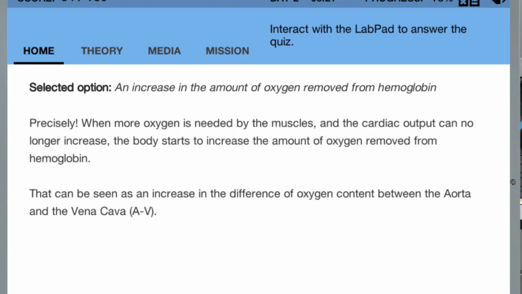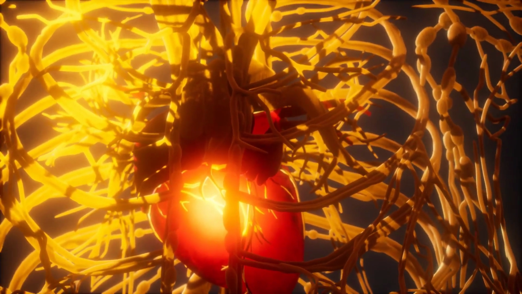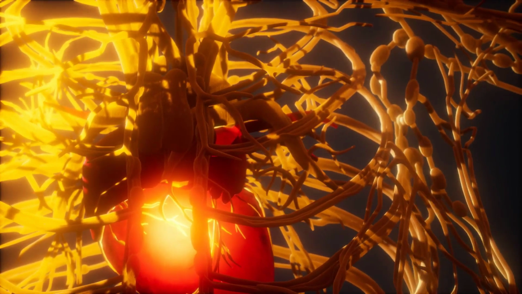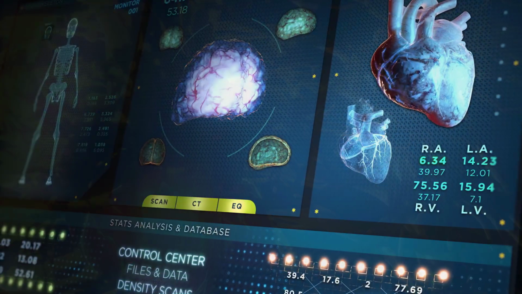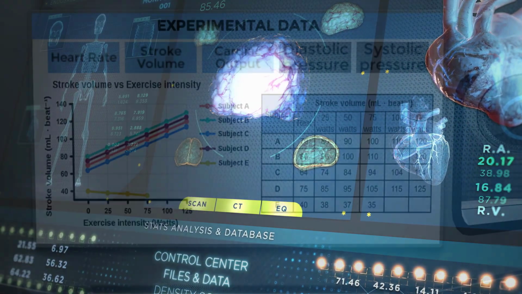Precisely, when more oxygen is needed by the muscles, and the cardiac output can no longer increase, the body starts to increase the amount of oxygen removed from hemoglobin. That can be seen as an increase in the difference of oxygen content between the aorta and the vena cava. Seems like you have mastered the cardiac variables. Now we can move on to the blood pressure data.